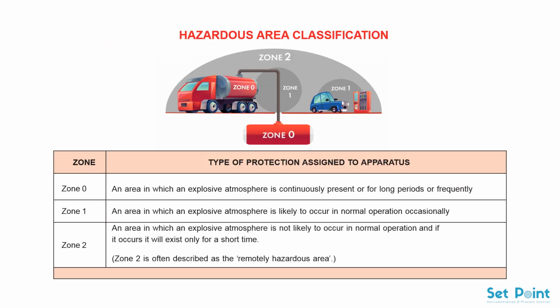This table indicates the hazardous area classification. As we can see, Zone 0 is an area in which an explosive atmosphere is continuously present or for long periods or frequently. Zone 1 is an area in which an explosive atmosphere is likely to occur in normal operation occasionally. Zone 2 is an area in which an explosive atmosphere is not likely to occur in normal operation, and if it occurs it will exist only for a short time.